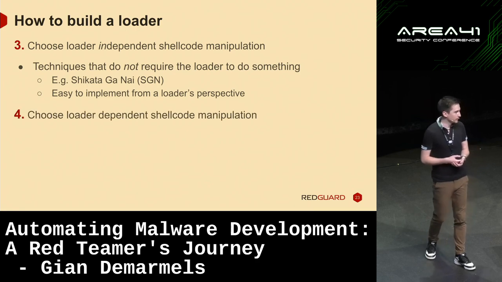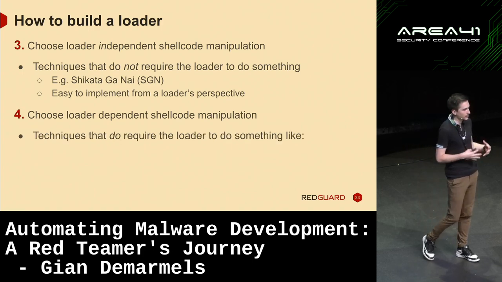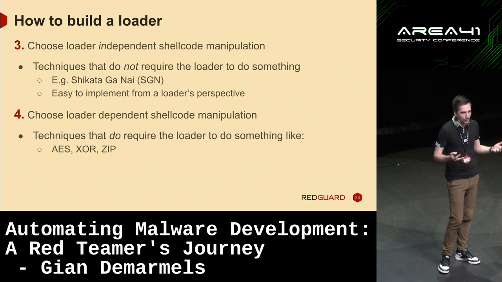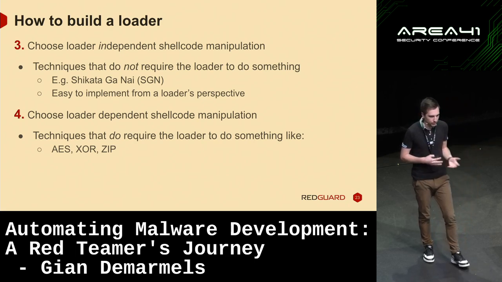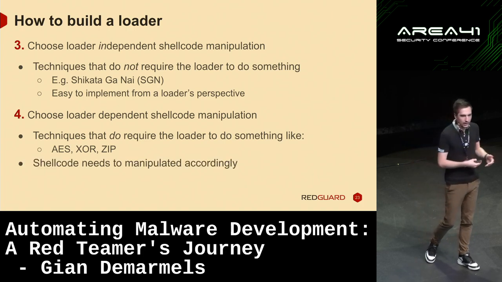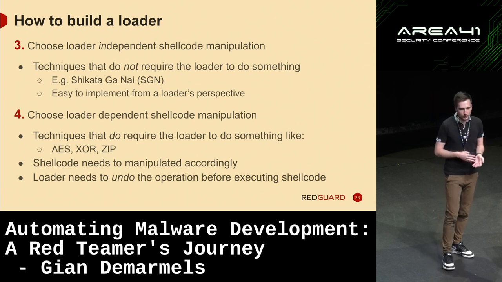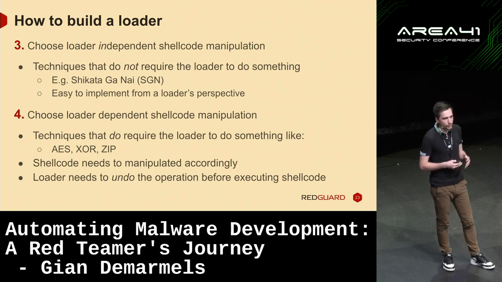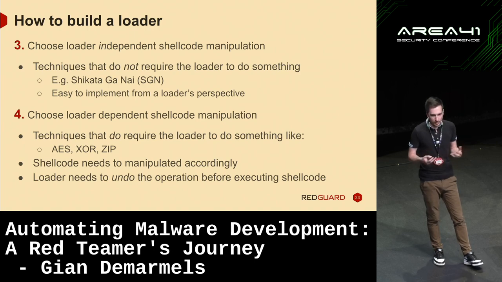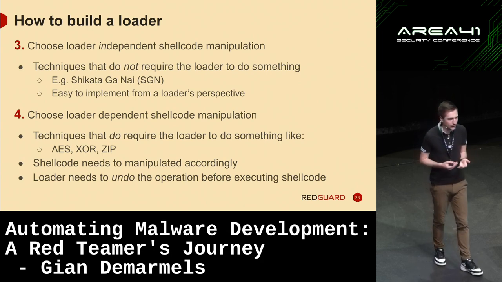On the other hand, we have loader-dependent shellcode manipulation techniques. These are techniques that require the loader to do something. So techniques like AES, XOR, or also zipping, for example, or Jigsaw, which is a recent blog post. Here, the shellcode needs to be manipulated beforehand with the according technique, and the loader then needs to undo this operation before it can execute it. But we have a problem here. If we apply AES, for example, we get a big blob of entropy, which is always very suspicious from the perspective of an EDR or antivirus.